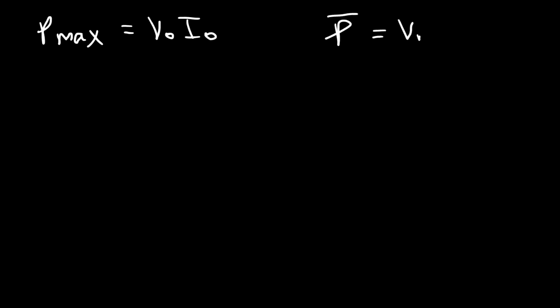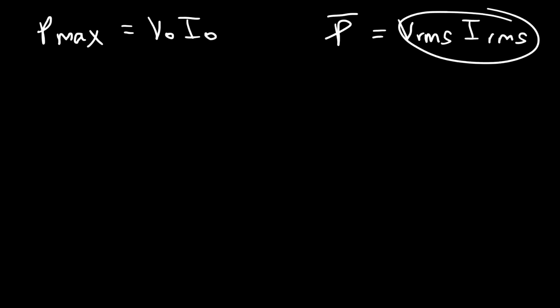So let's talk about some formulas that you need to know. The maximum power is simply the peak voltage times the peak current, and the average power is the RMS voltage times the RMS current. Now let's say you want to get the maximum power in terms of these values. So let's focus on this equation.